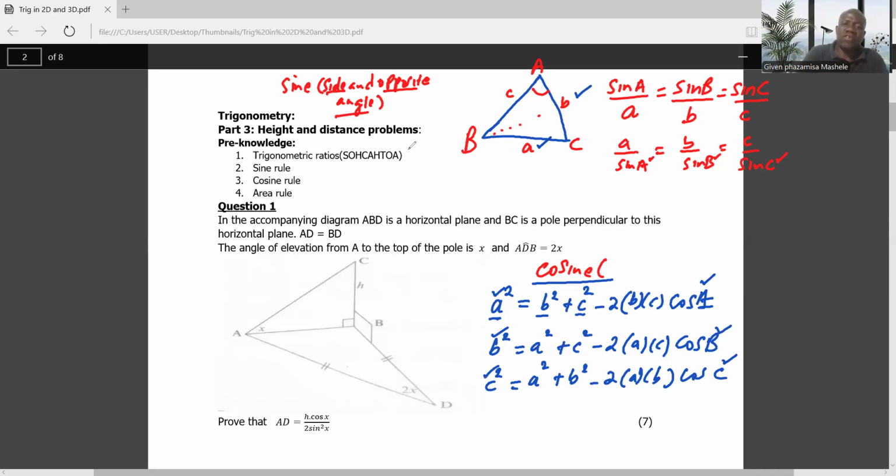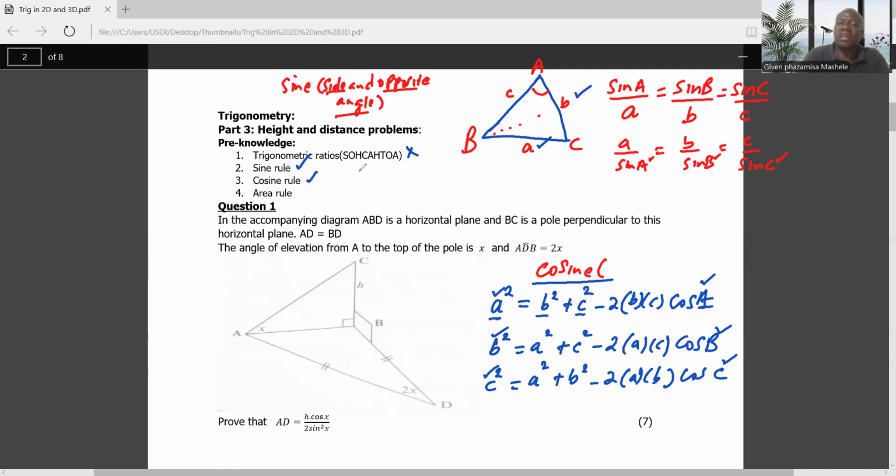But if you do not have a right angle triangle, it means SOHCAHTOA fails. It means you must try sine rule or cosine rule. But we'll talk about this. We use area rule only when we are told to do so, particularly when they say calculate the area of a triangle.